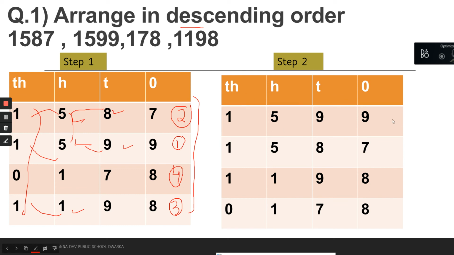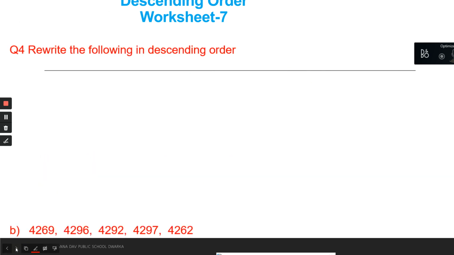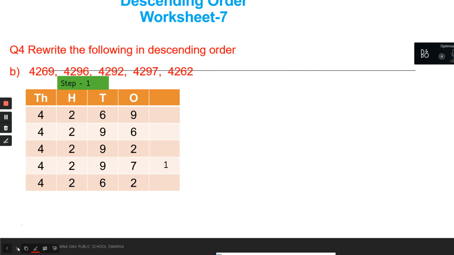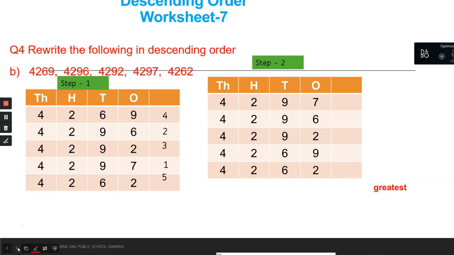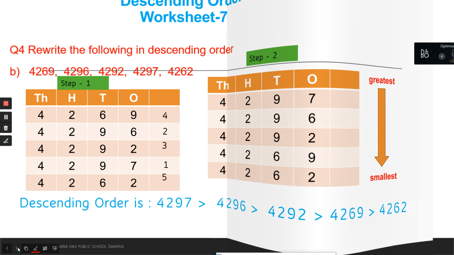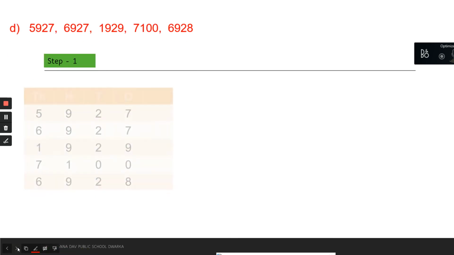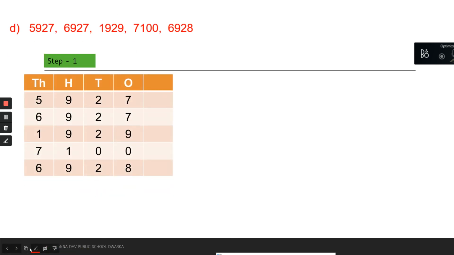First is 1599, second 1587, third 1198, and fourth 1178. So this way we arrange the numbers from greatest to smallest, that is descending order. So children, in this way you will do all the parts. Okay, and next is part D, which you will also do in the same way, arranging them column wise.